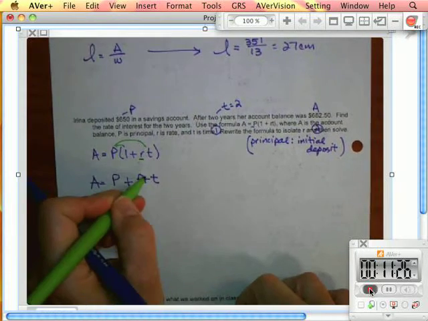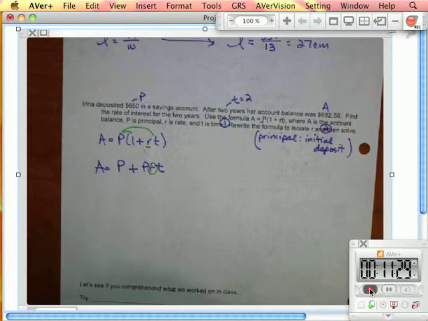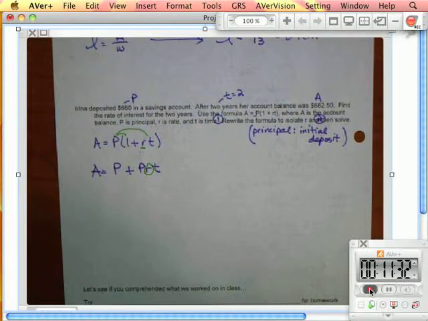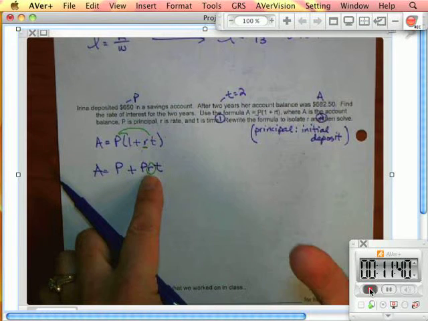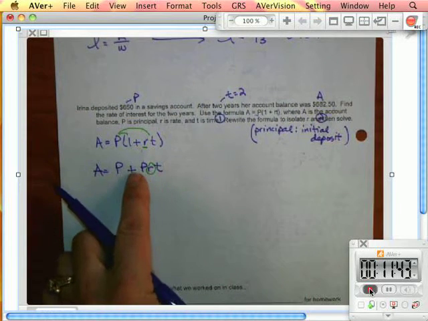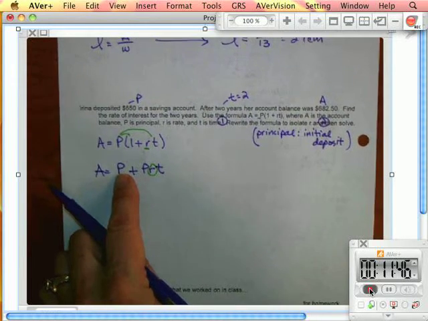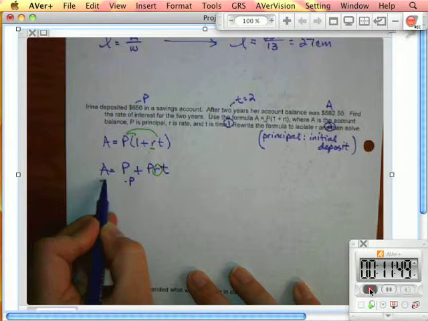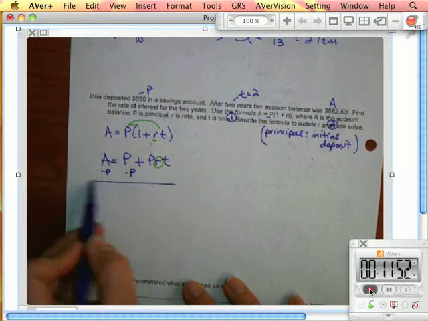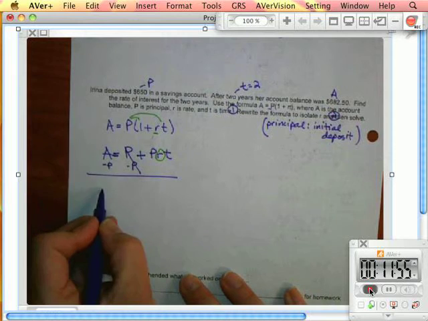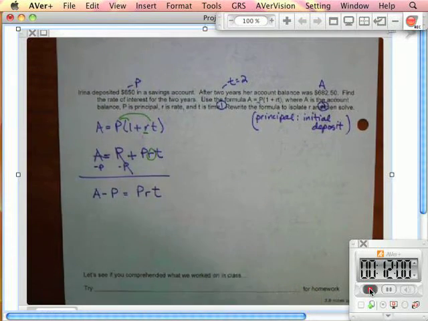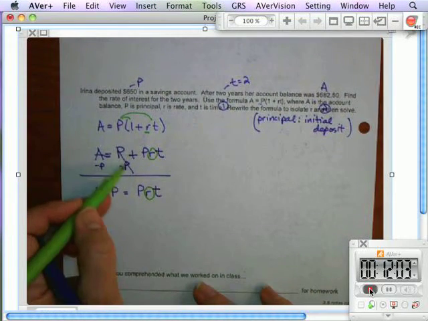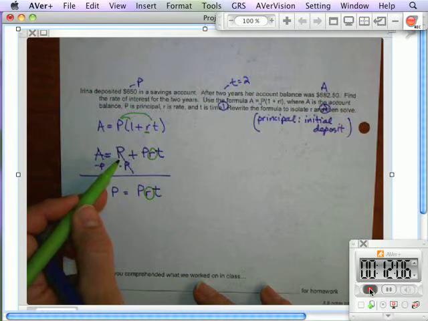Now I still need R by itself. What should I do now? Subtract it. No, divide it. No, I have to undo addition first and then undo multiplication and division. So I have this being multiplied by this, and I have P being added to it. So I have to undo the addition. So I'm going to subtract P from both sides of the equal sign. Now it looks like this. A minus P equals PRT. Why would it be A minus B? Because I subtracted P. Oh, I did it on the wrong side.